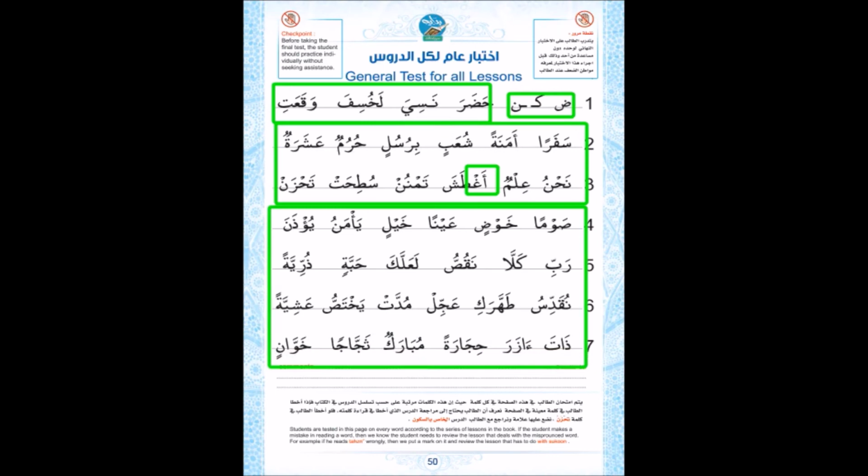What's important to take note of in this general test for all the lessons is that before we take this test, the student practices completely on his or her own. Individual practice without help of the website for listening, because if he or she simply uses the website, they can memorize the words of the final test. Also, the student should practice without a parent. This should be completely independent.